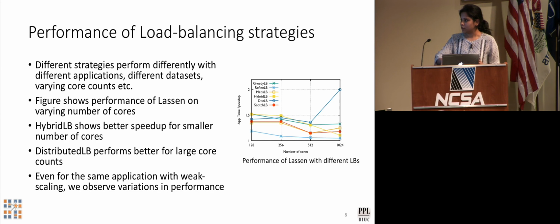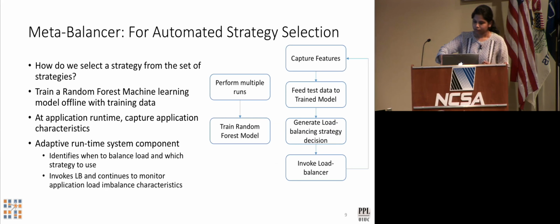This is an example for a single application showing variation with weak scaling. Now, moving on to what MetaBalancer is. This work focuses on strategy selection. So how do we go about selecting the load balancing strategy that's optimal?